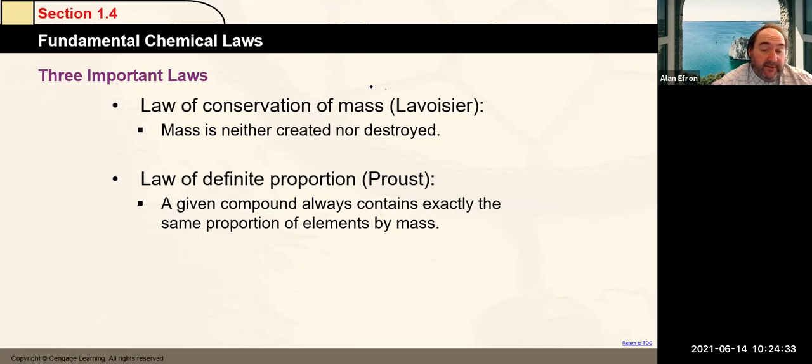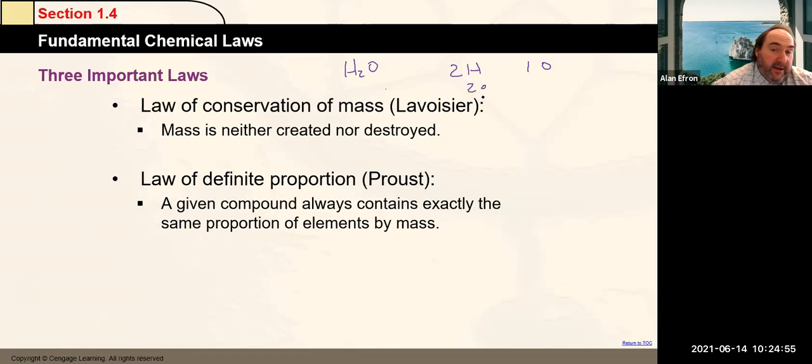What does that mean? For example, if you look at something like water, which is H2O, no matter where you get your water from, what bottle it's in, water fundamentally, if you're just looking at the water part, is always 2 hydrogen atoms for every 1 oxygen atom, which means by mass, hydrogen is about 1 gram.